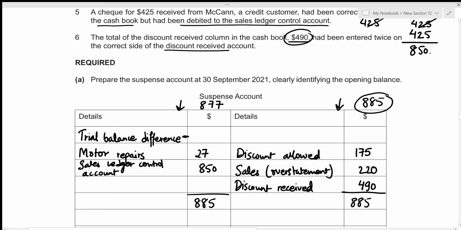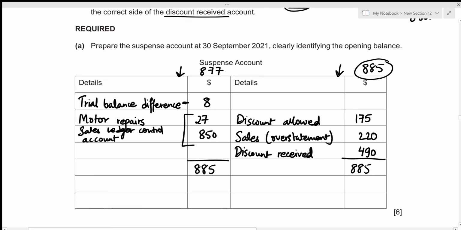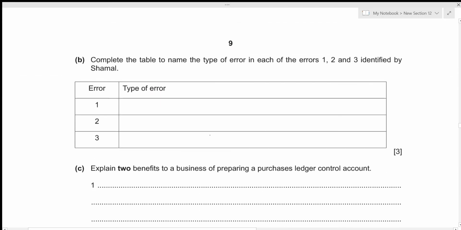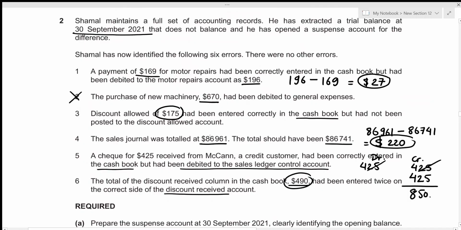Now, in order to figure out the balancing figure, we just subtract all of these amounts from the total amount. So that's going to be 885 minus 27 minus 850, which gives the trial balance difference to be 8. Alright, this concludes the suspense account as well as the first part. Now we can move to the second one. Now we need to complete the table to name the type of error in each of the errors 1, 2, and 3 identified by Shamil. Let's have a look at the errors.